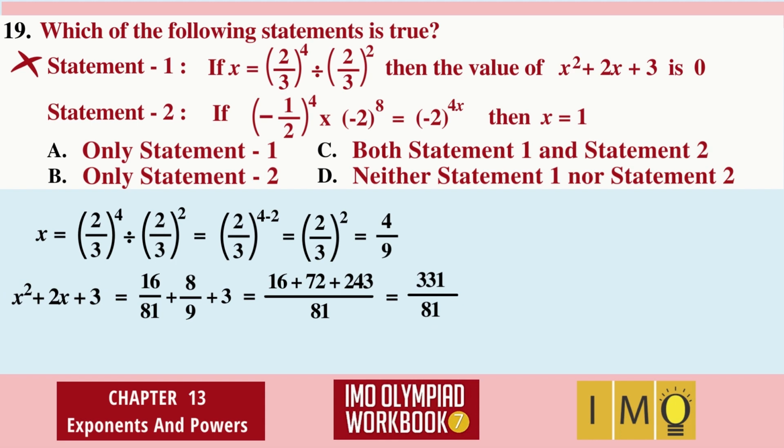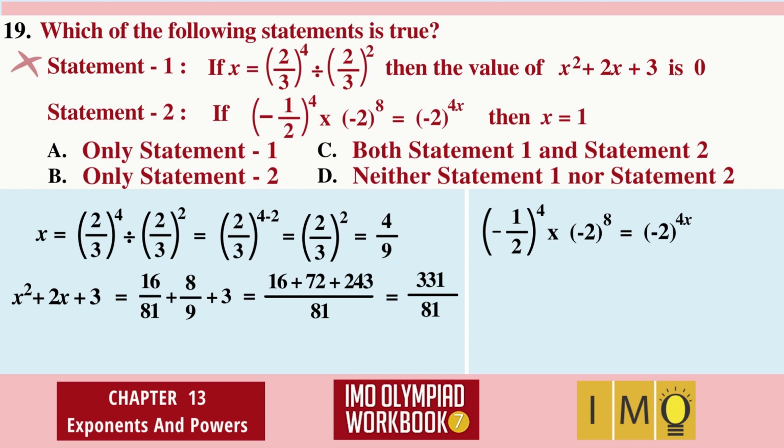Let's move on to statement 2. If (-1/2)^4 × (-2)^8 is equal to (-2)^(4x), then x is equal to 1. First step, let's write the equation as it is.